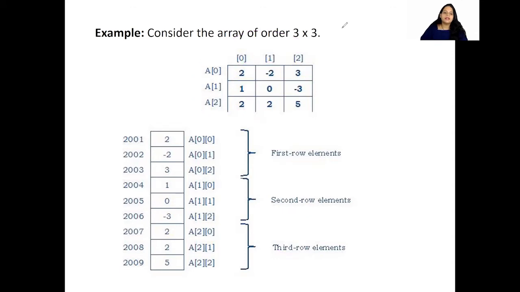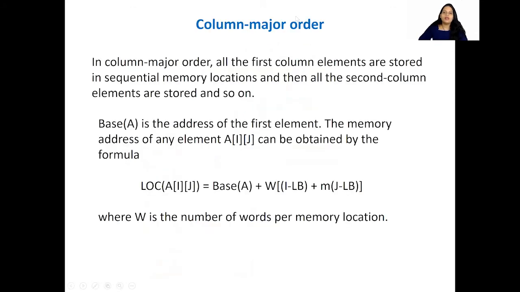Right. Next, let us see how a column major order is represented. By now you would have understood. Like the row major order, here we are going to store them column wise. So in a column major order, all the first column elements are stored in sequential memory locations, and then all the second column elements are stored, and so on, isn't it?